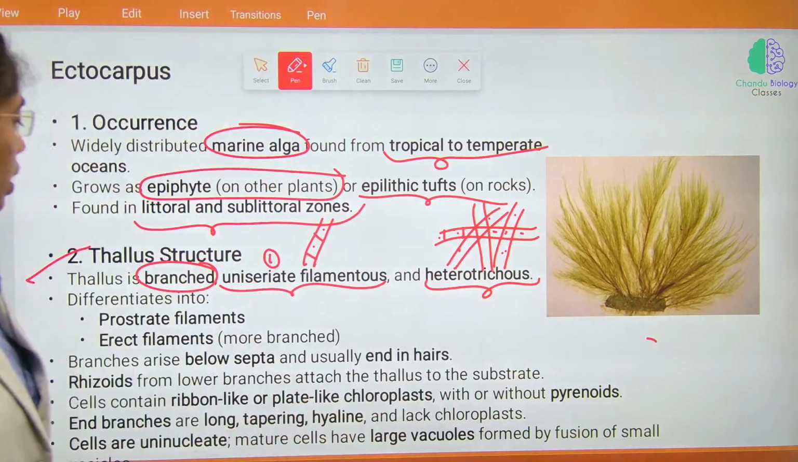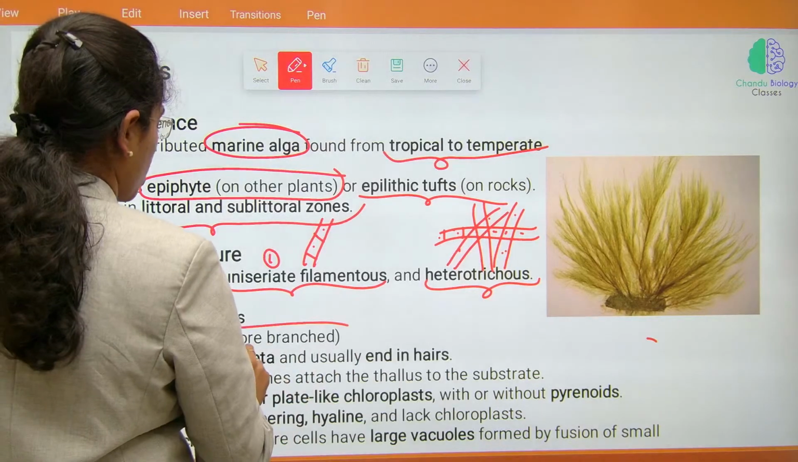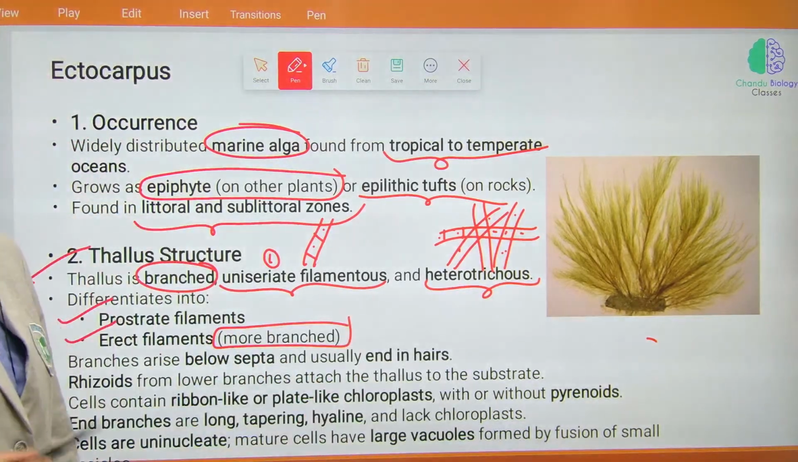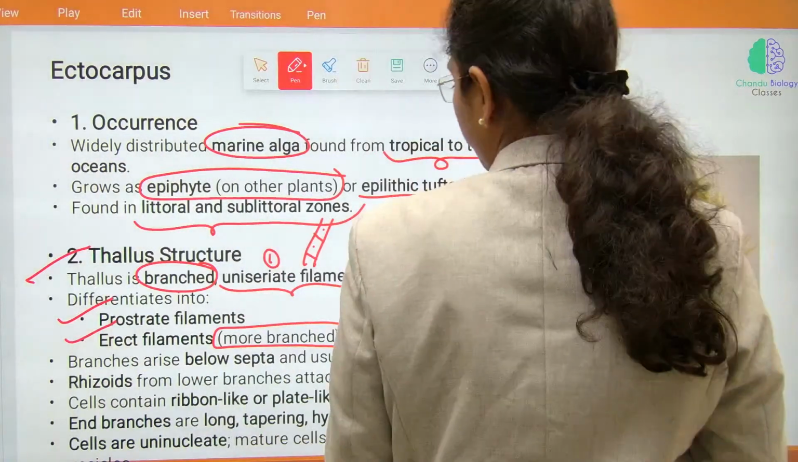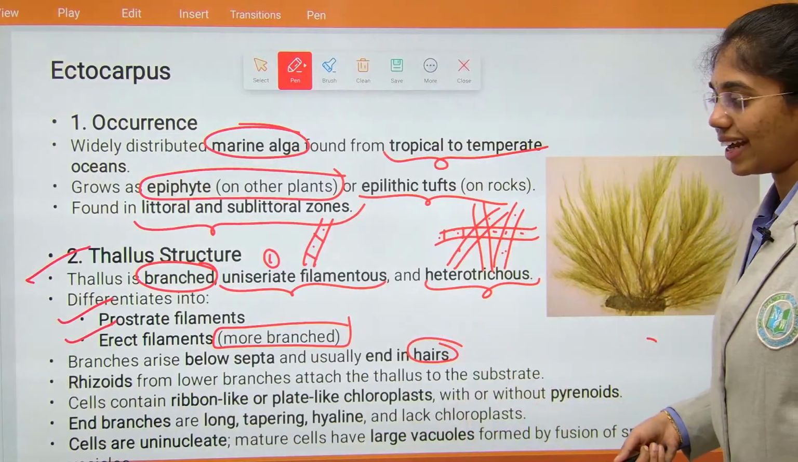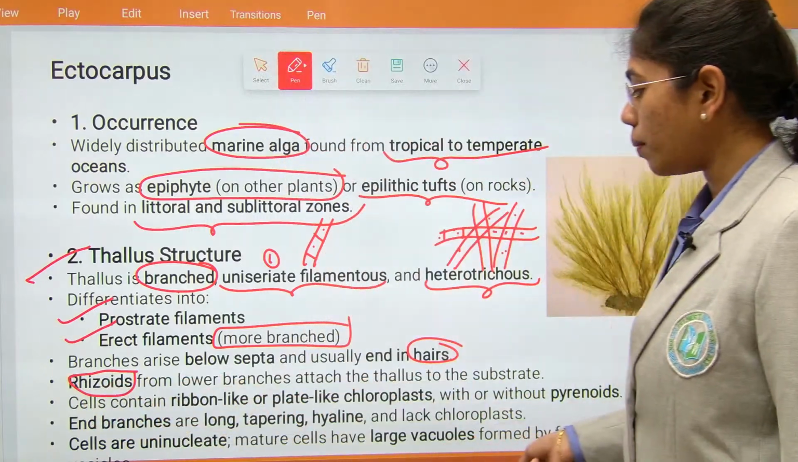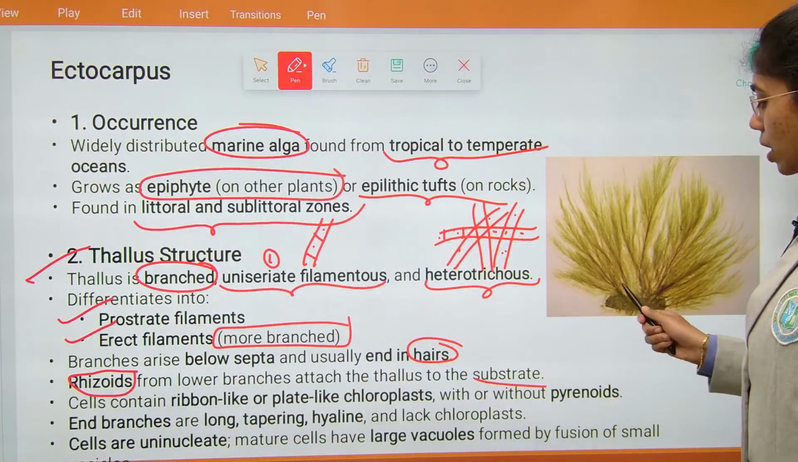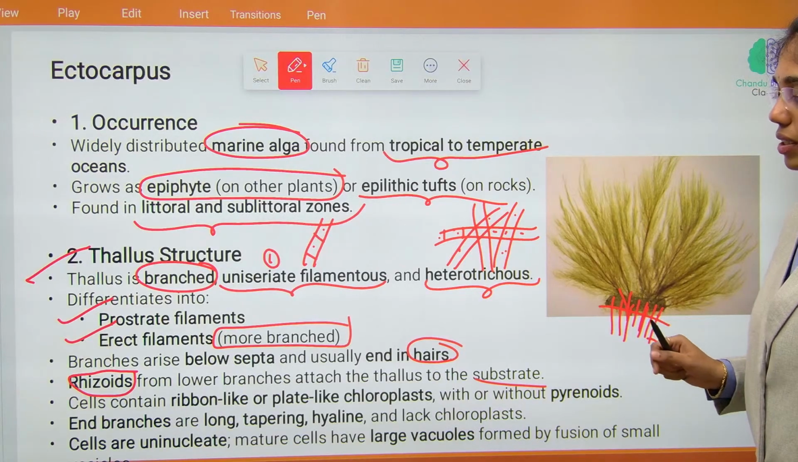Heterotrichous branching differentiates into prostrate filaments and erect filaments, which are more branched. Branches arise below the septa and usually end in hairs. Rhizoids arise from the lower branches and attach to the substratum below the surface.